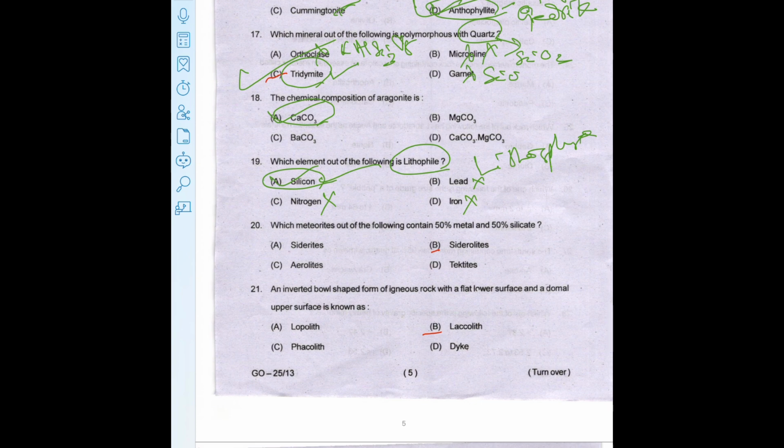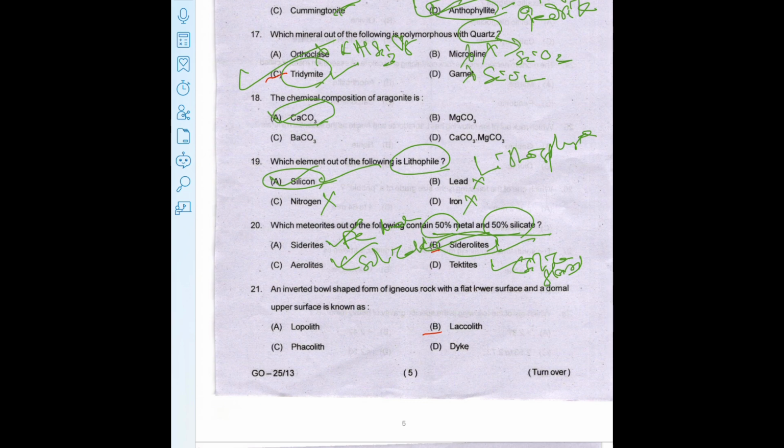Next, in meteorites, which of the following contains 50% metal and 50% silicate? We know meteorites occur in the form of siderites, siderolites, aerolites, and tektites. Tektites are silica glass. Aerolites are silicates. Siderites are iron meteorites. So the correct answer will be siderolites, because they contain 50% iron and 50% silicates.